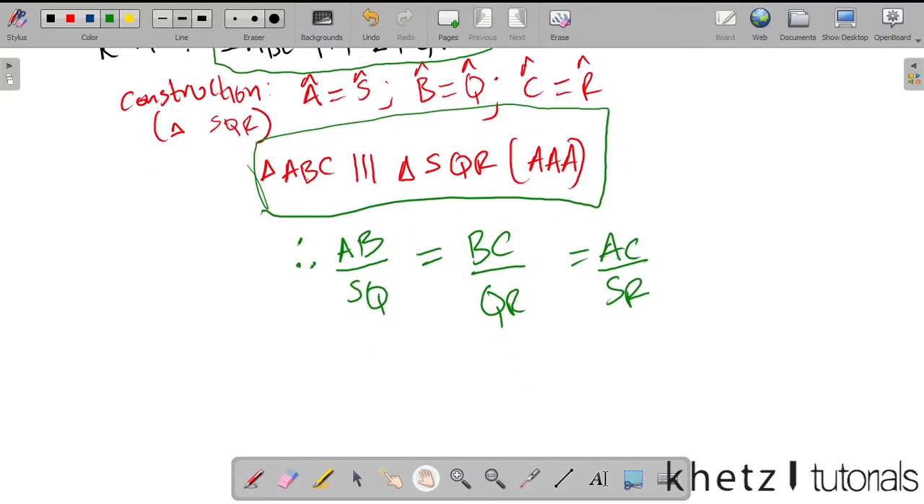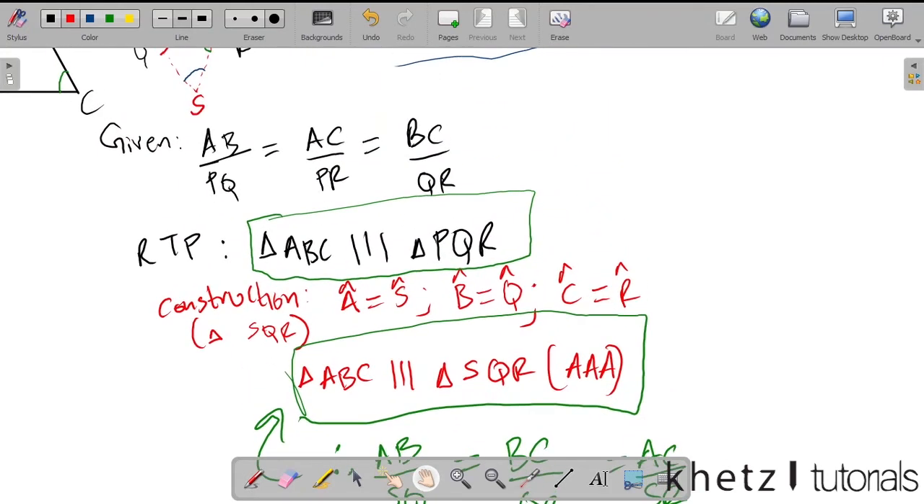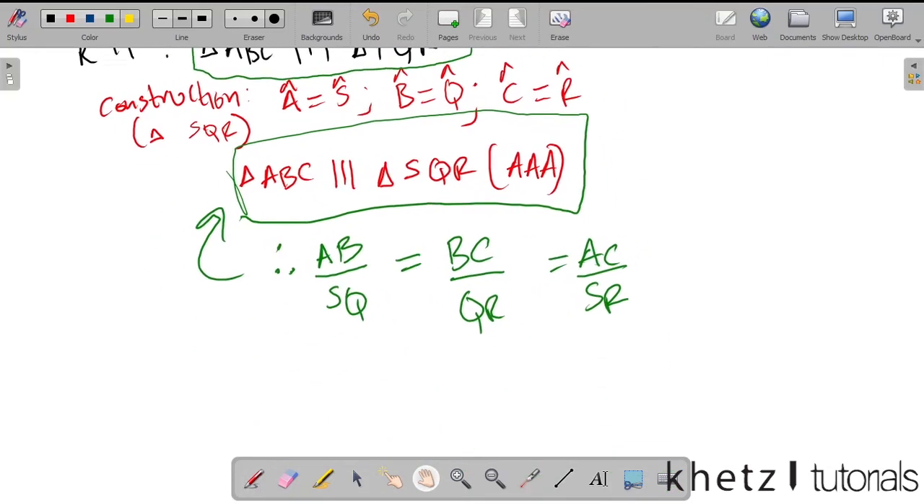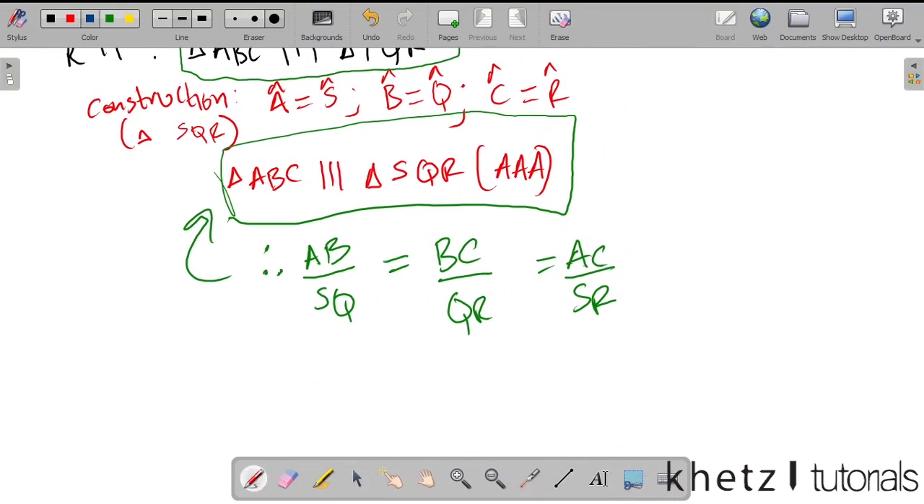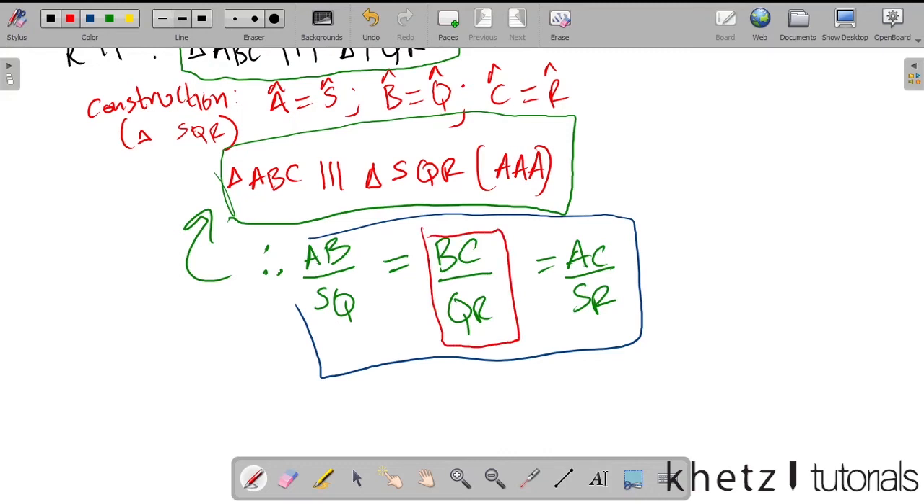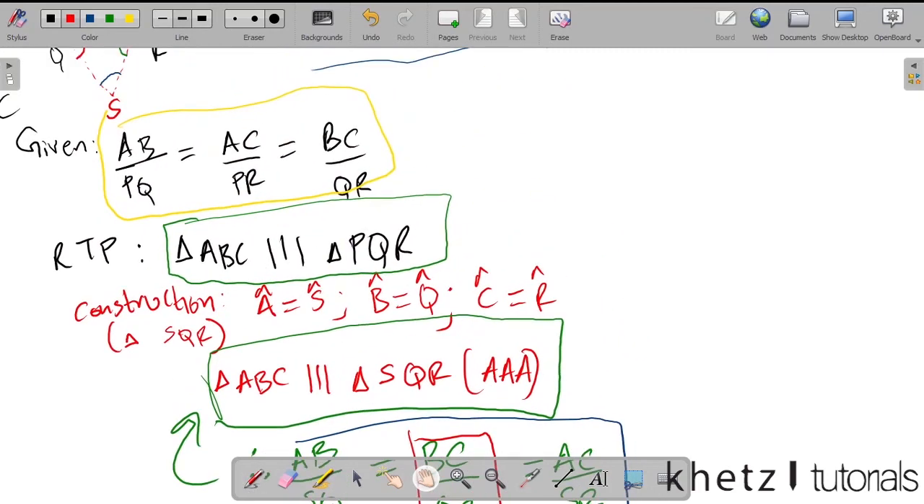And this is from the similarity, which is over here. This is the conclusion that we can make from the similarity. Now, if you look at the proportion which is given to us in the question, which is over there, and the proportion which we've currently established over here, you'll notice that there's actually a common term, and that common term is BC over QR. We also have BC over QR over here.